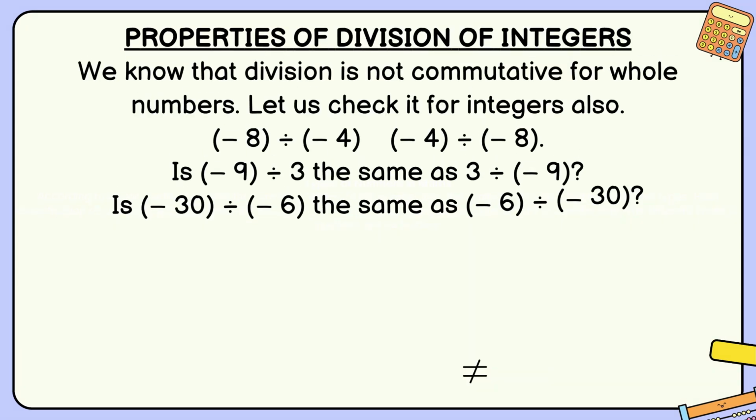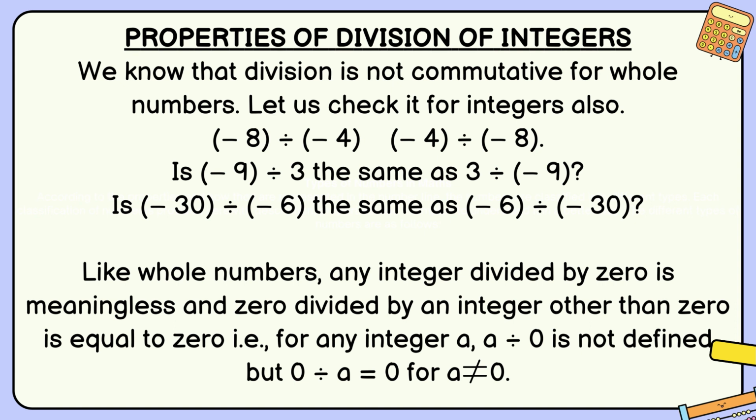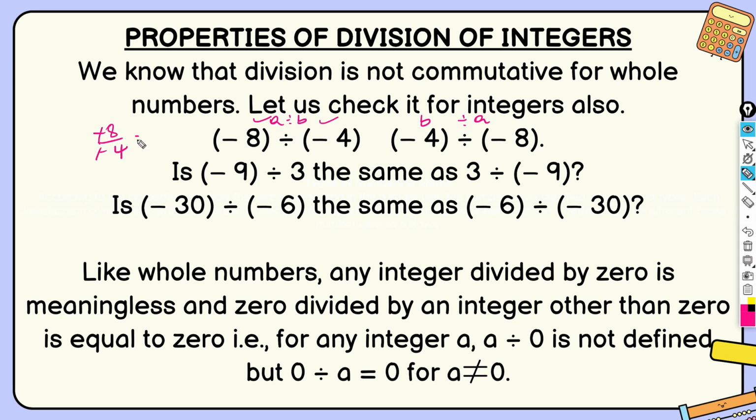We will see if the commutative property of division of integers is applicable or not. We know that for whole numbers, division is not commutative. Similarly, we will see what the result will be for integers. So minus 8 by minus 4. This is nothing but a divided by b. And in this case, this is b divided by a. So minus 8 by minus 4 is, minus minus gets cancelled, 4 1s are 4, 4 2s are 8. Answer is 2. Whereas minus 4 by minus 8 is, minus minus cancel, 4 1s are 4, 4 2s are 8. This result is 1 by 2. So 2 is not equal to 1 by 2.